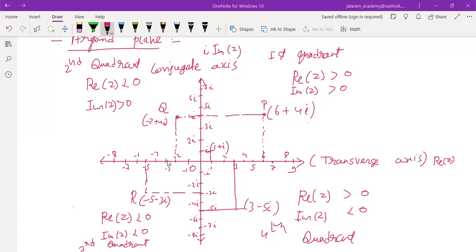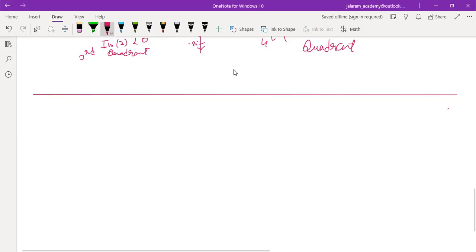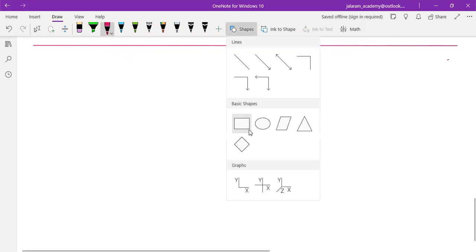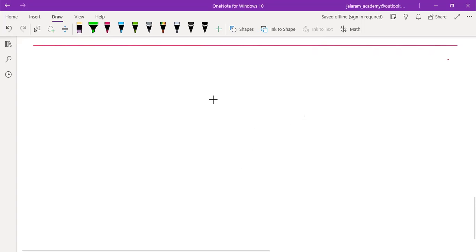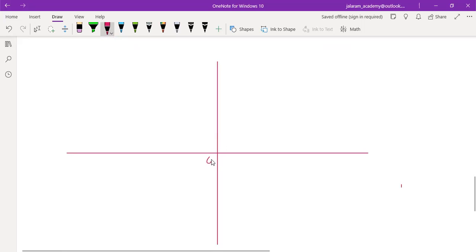So this Argand plane is equivalent to the Cartesian plane for the coordinate axes in coordinate geometry. In complex numbers, it is called the Argand plane, and in real numbers, it is called the Cartesian plane. So after knowing the meaning of the Argand plane, let's discuss it further.